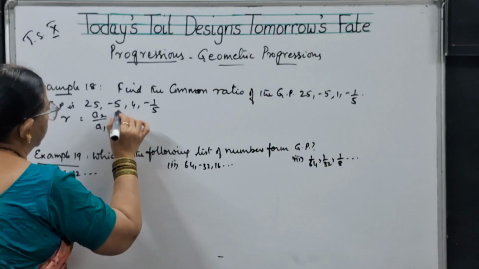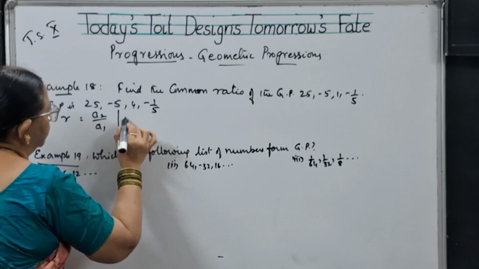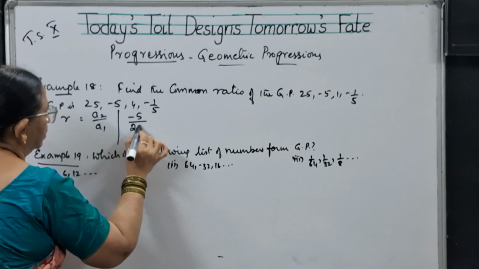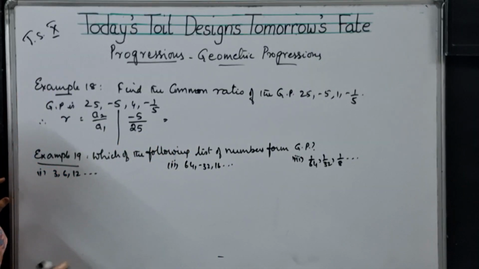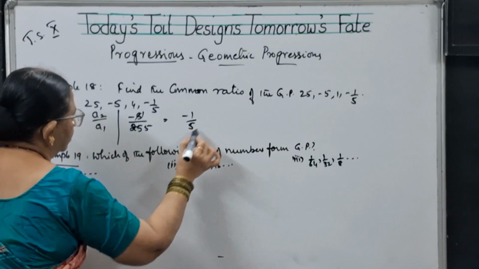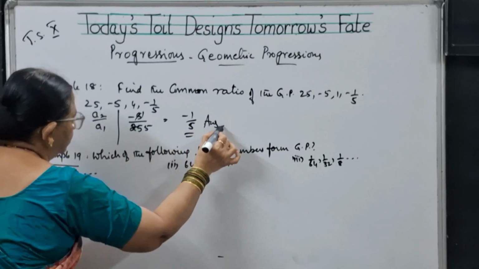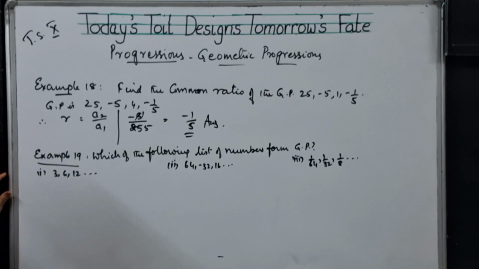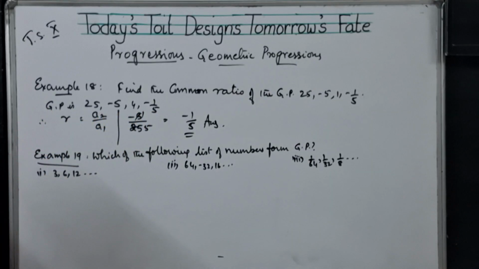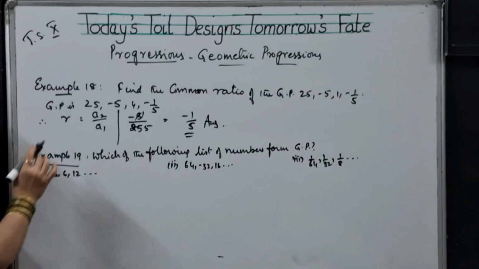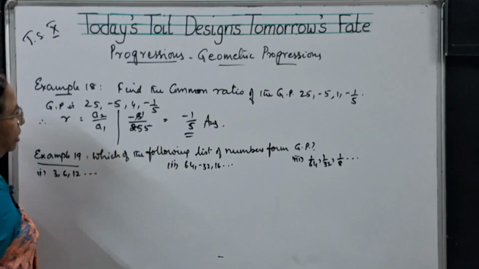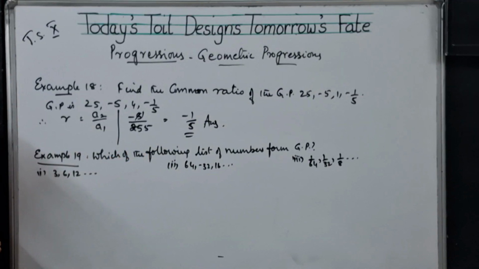So what is R? A2 is minus 5 by A1 is 25. So how much are you getting, children? 5 ones are 5, 5 fives are 25. So minus 1 by 5. This is the answer, children. The common ratio is minus 1 by 5. How are you getting? Since they have given that the given one is in GP, the common ratio is second term by first term, that is minus 5 by 25, that is minus 1 by 5.